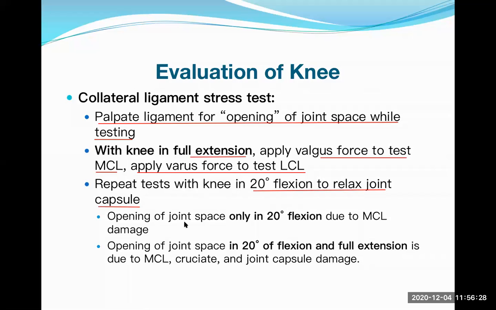And opening of joint space only in 20 degree flexion occurs due to medial collateral ligament damage, whereas opening of joint space in 20 degree of flexion and full extension is due to medial collateral ligament damage, cruciate ligament damage, and even joint capsule damage.